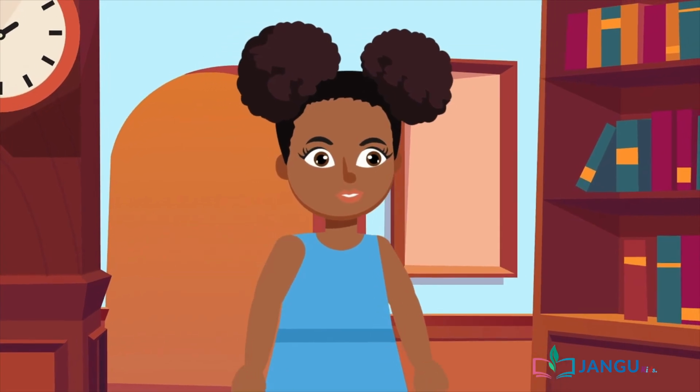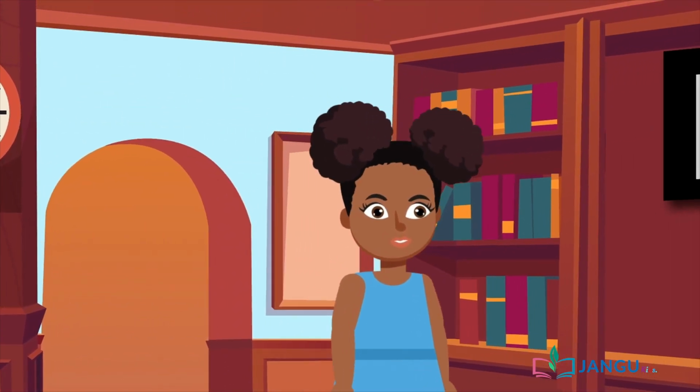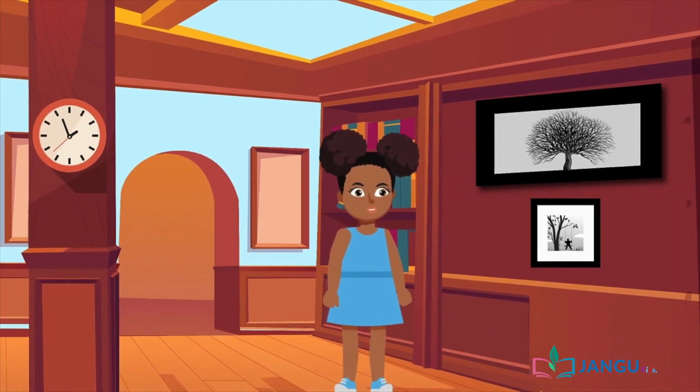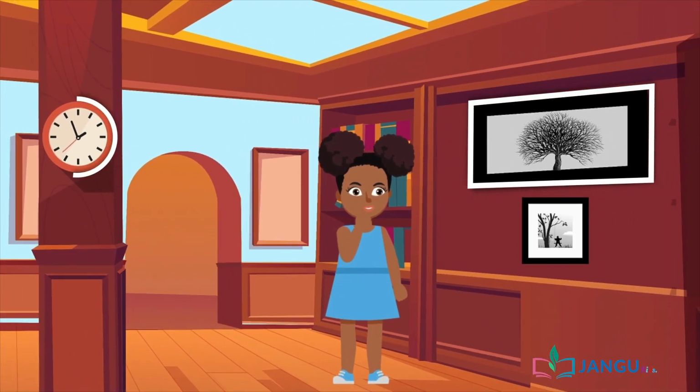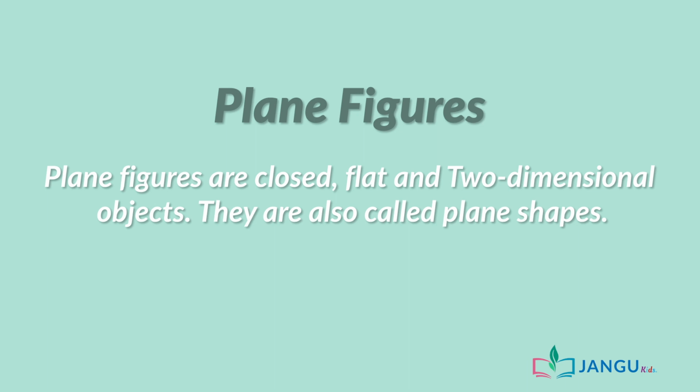Have you ever seen shapes with less than two sides? Look around you. Do you see flat shapes that look like rectangles, circles, or squares? Well, these shapes are called plane shapes or figures. Plane figures are closed, flat, and two-dimensional objects. They are also called plane shapes.